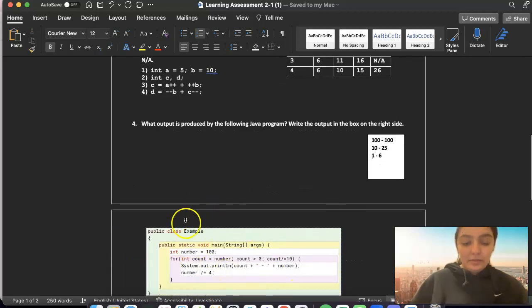Then for the following, the output would be 100-100, 10-25, and then 1-6.